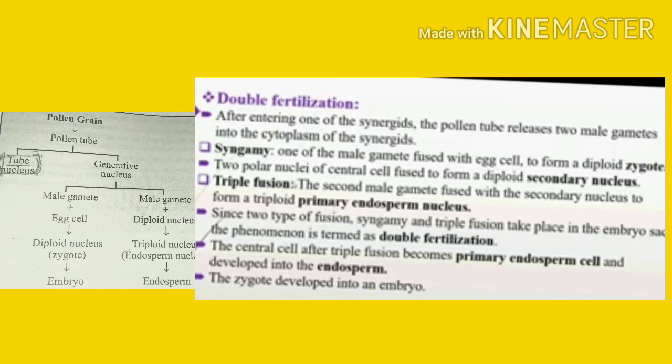Since two types of fusion, syngamy and triple fusion, take place in the embryo sac, this phenomenon is called double fertilization. The central cell after triple fusion becomes the primary endosperm cell and develops into the endosperm. Then the zygote develops into an embryo. In this way, double fertilization takes place and two new things are formed, endosperm and embryo.